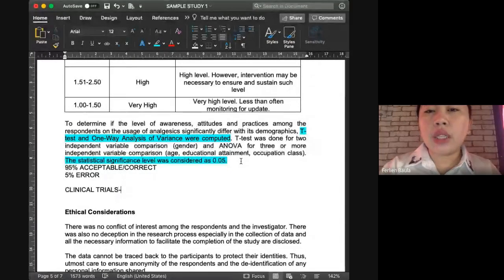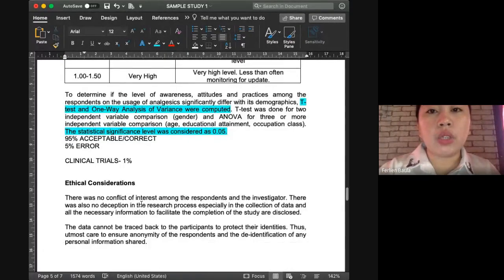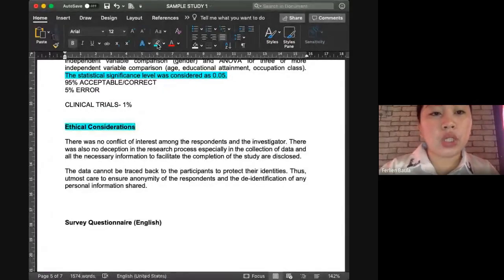But with the statistical significance level for clinical trials, error is limited to 1%. Yan. Dapat 99% tama at acceptable ang result ng clinical trial. Okay? So right after the technical methodology, this is the next part or the last part of your methodology, the ethical considerations. And we will have another part for this section, another discussion for this section.